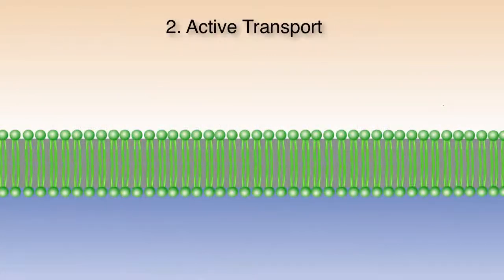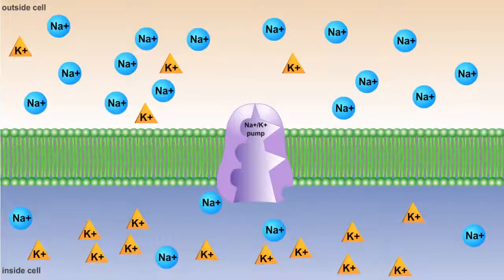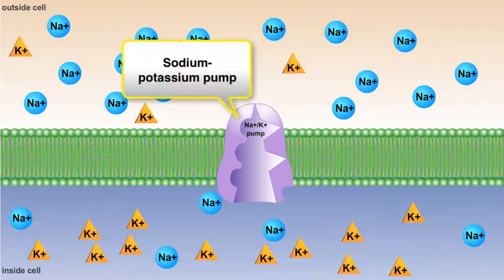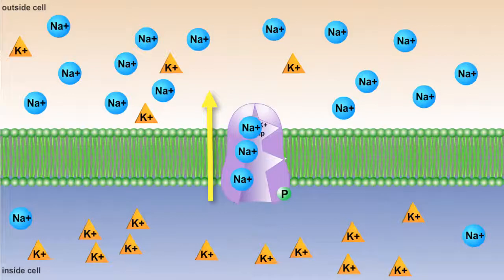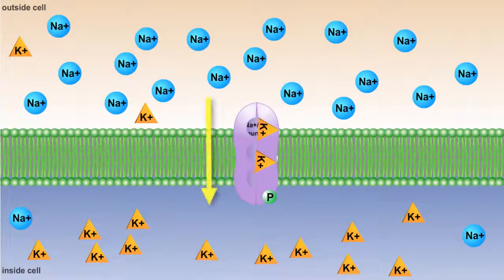The second type of transport, active transport, requires the input of energy in the form of ATP. The proteins that conduct this form of transport are often called pumps because they force molecules or ions to move from an area of low concentration to an area of high concentration. This is commonly referred to as up or against the concentration gradient. One of the more common examples is the sodium-potassium pump, which moves sodium ions back out of the cell and potassium ions into the cell.